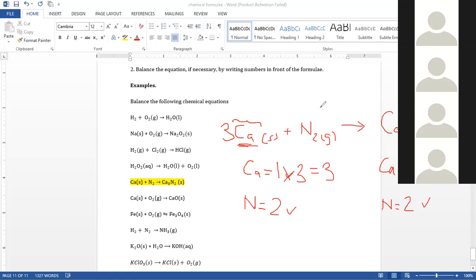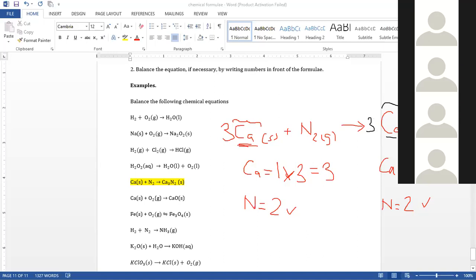Teacher, if the three was on the product side, would it affect the entire thing? Okay, let me use a different color. Girls, I'm using a different color to answer her question. You're asking if the three was here. Yes. Good. If the three was here, it would affect everything in this formula, because it is one formula. This formula has both calcium and nitrogen. So if we put a 3 in front of this formula, now calcium would be 3 times 3, which is 9. Nitrogen would be 2 times 3, which is 6. Hope I've answered. Thank you, teacher.